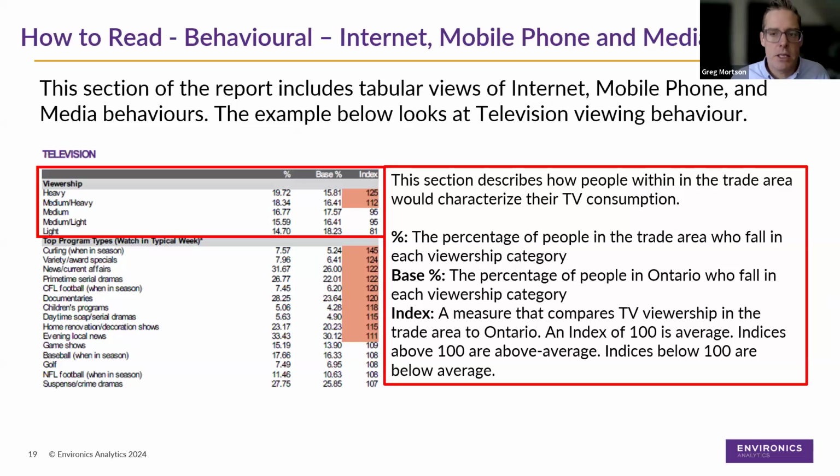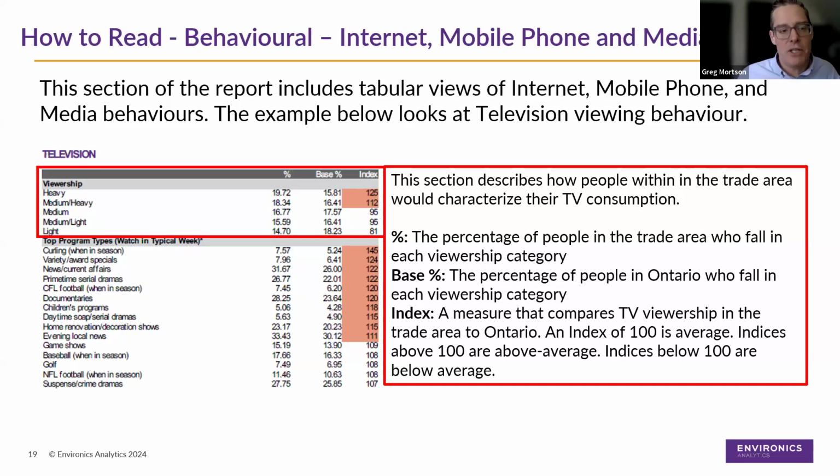Another section of the report that's interesting is looking at some of the ways in which people consume media. So this is looking at things like internet behaviors, mobile phone behaviors, and media highlights, and those tendencies for households and population, again, within your trade area. What I'm highlighting here is television viewership. So now we're looking at the levels at which people watch television within my trade area, and how that compares to the province.